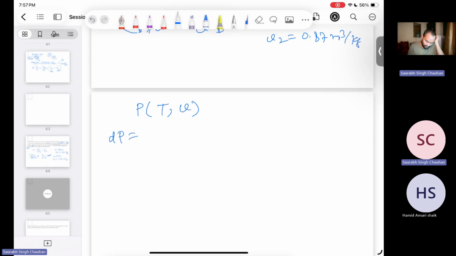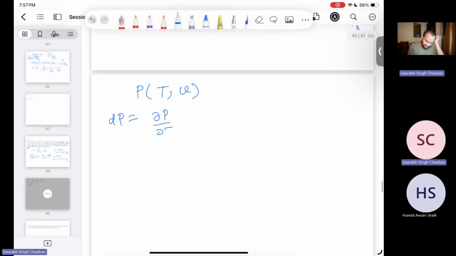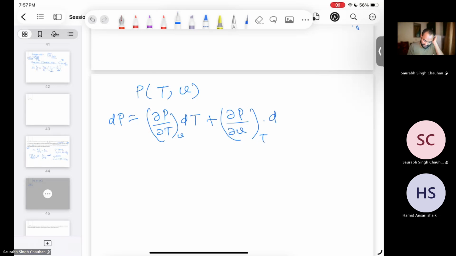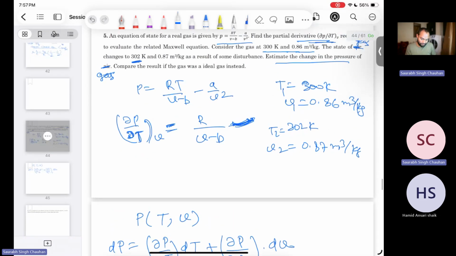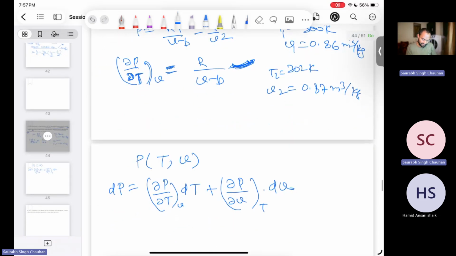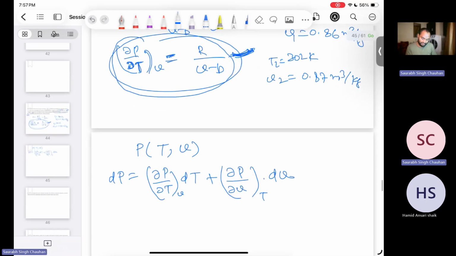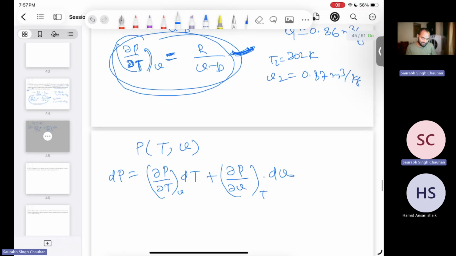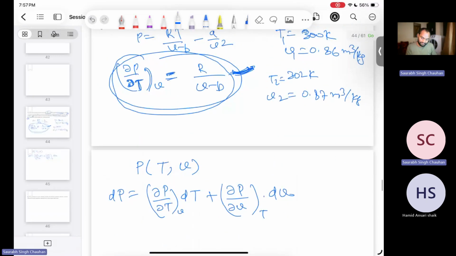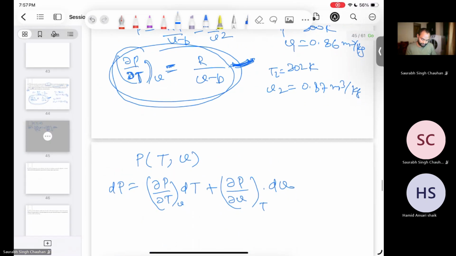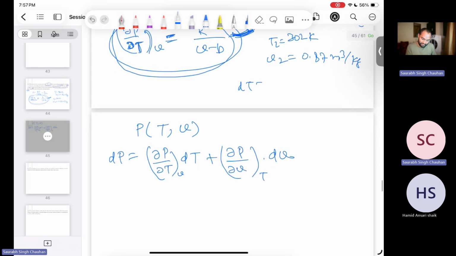So the change in pressure will be del P by del T at constant V, plus del P by del V at constant T. Del P by del T at constant V we get from this particular relation, and del P by del V at constant T we can also calculate from this equation. Then we just need to substitute these values. What will be dT? dT will be T2 minus T1.